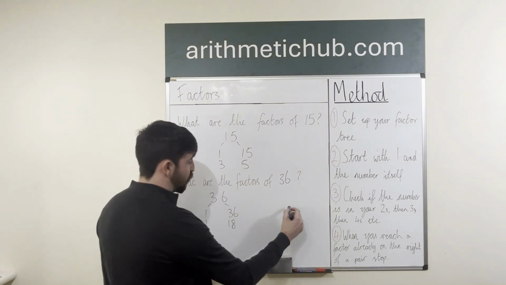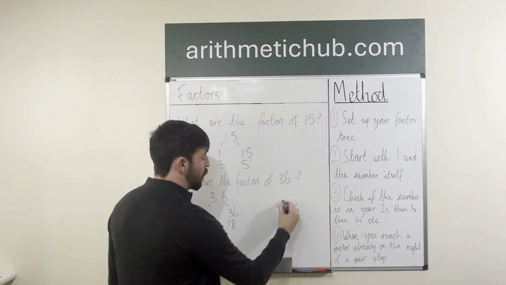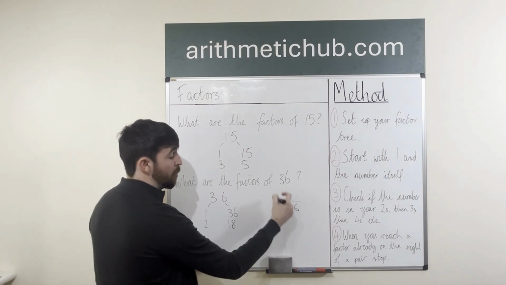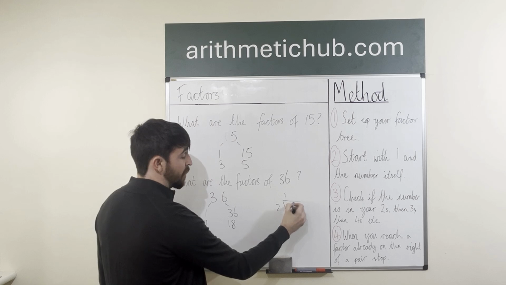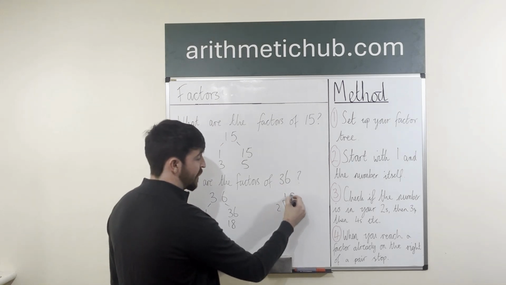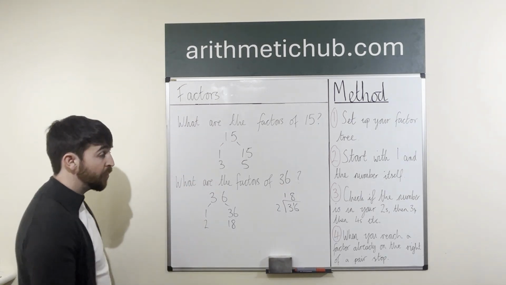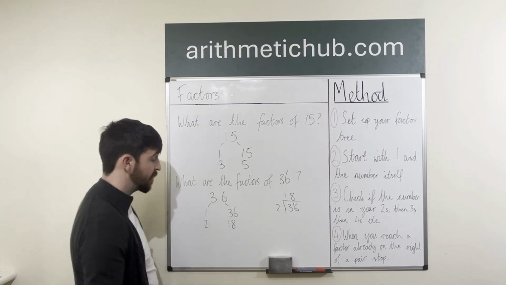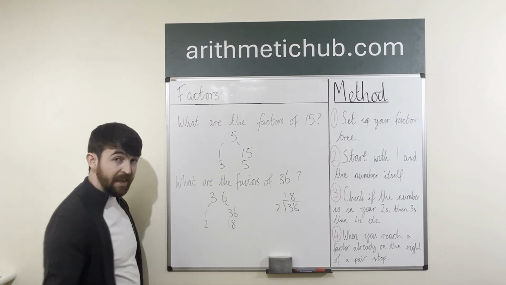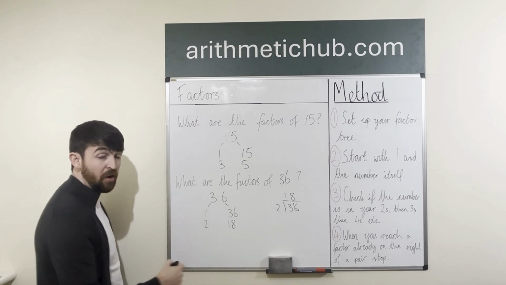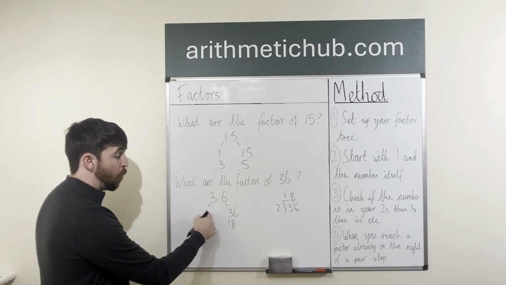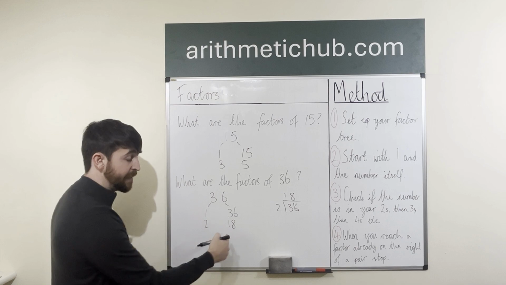If I was really unsure, what I could do is I could do 36 divided by 2. 2 goes into 3 once, carry the 1. 2 goes into 16 8 times. Oh, there you go, 36 when divided by 2 is going to be 18. So 2 times 18 is going to give you 36. So far, the factors we've got are 1 and 36, 2 and 18.